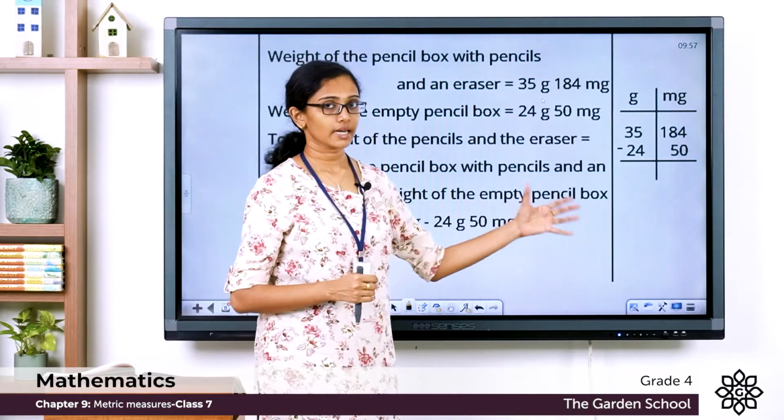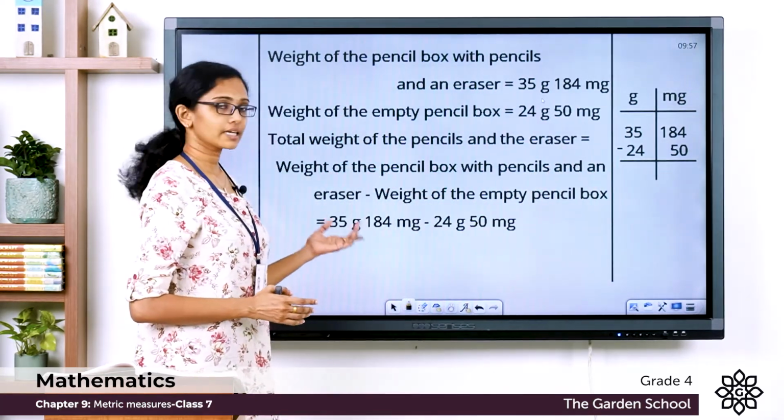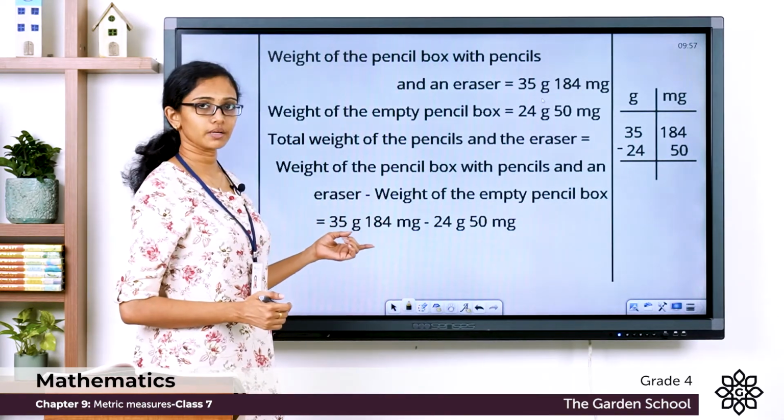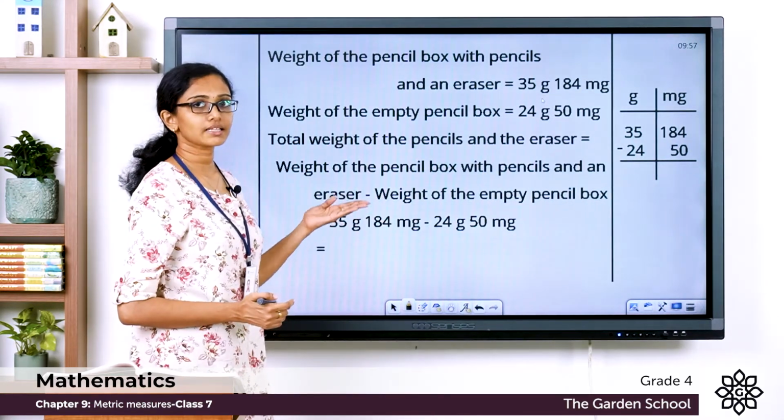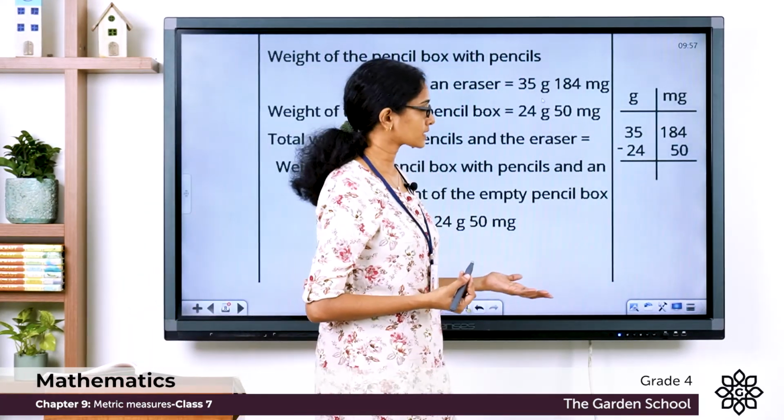So first we have to write the given measurements in proper columns of units. Which are the units mentioned here? Grams and milligrams. The bigger one is grams and the smaller one is milligrams. So we have the grid here for the subtraction.